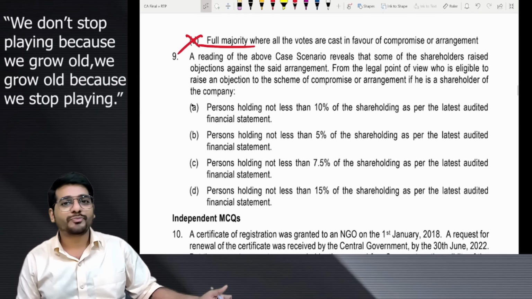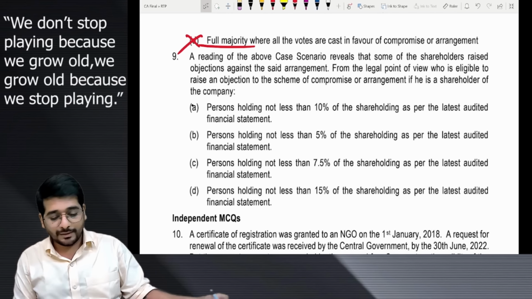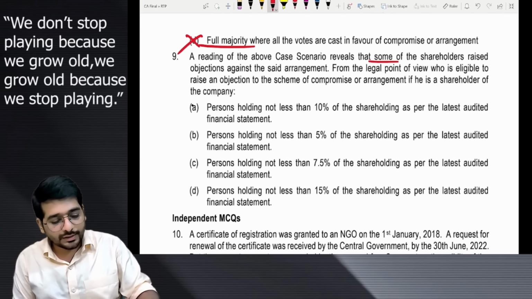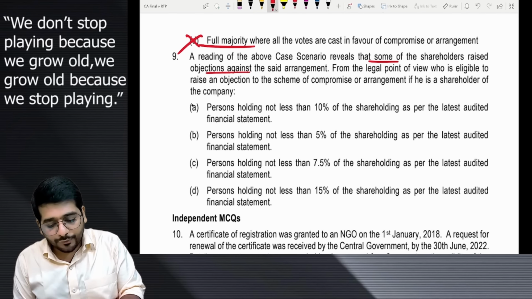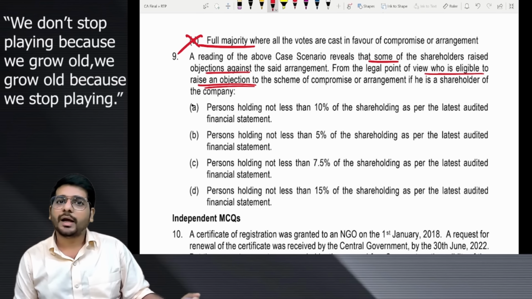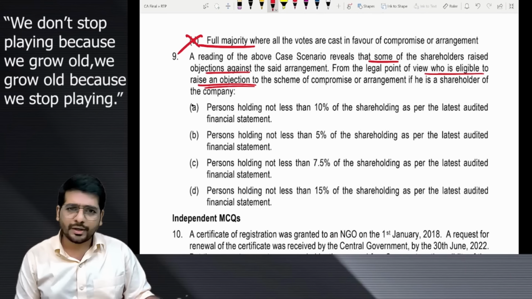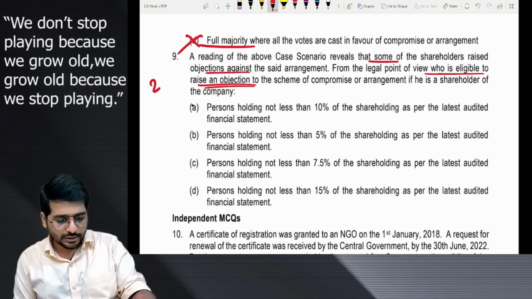A reading of the above case scenario. What does it reveal? That some of the shareholders raised certain objections. Okay. From the legal point of view, who is eligible to raise an objection? Tell us. I told you. Did I tell you already? Attending the meeting and raising objection.